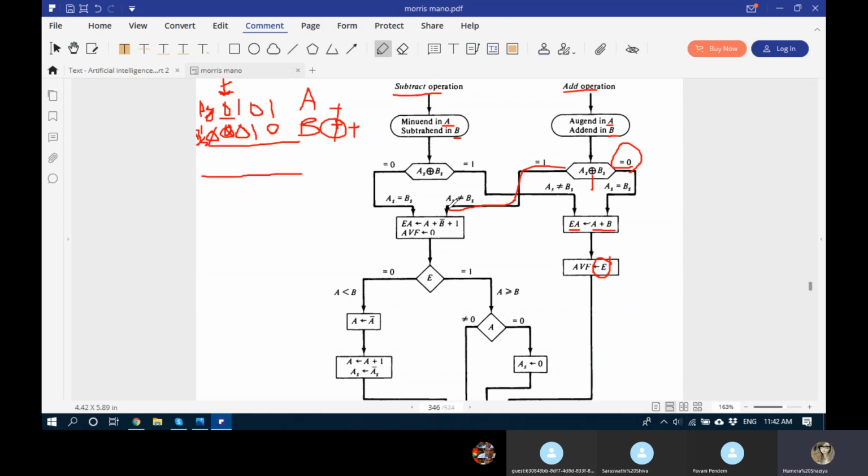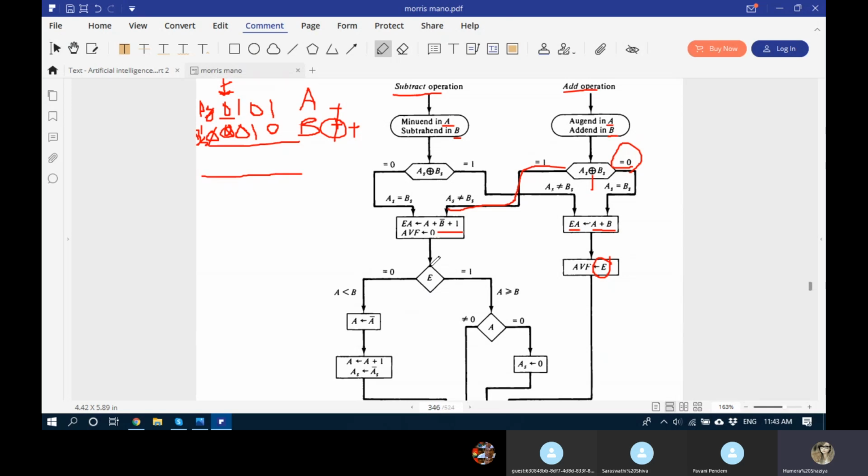So what you have to do in this? You have to first take 2's complement of B. To perform subtraction operation, the procedure is to add the minuend to the 2's complement of subtrahend. When you are performing subtraction, A is minuend, B is subtrahend. You are taking 2's complement of B. So A plus 2's complement of B. You are storing that difference in EA. And then AVF you are initializing to 0.